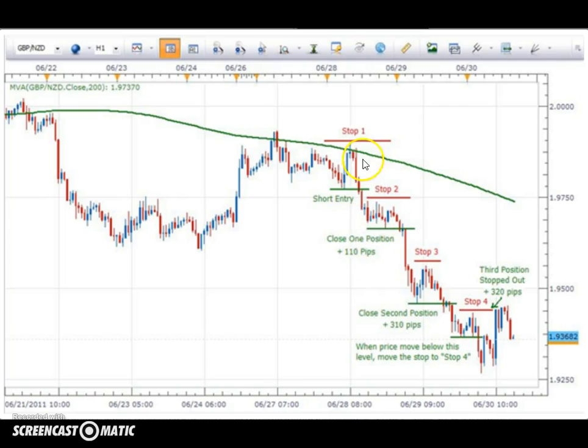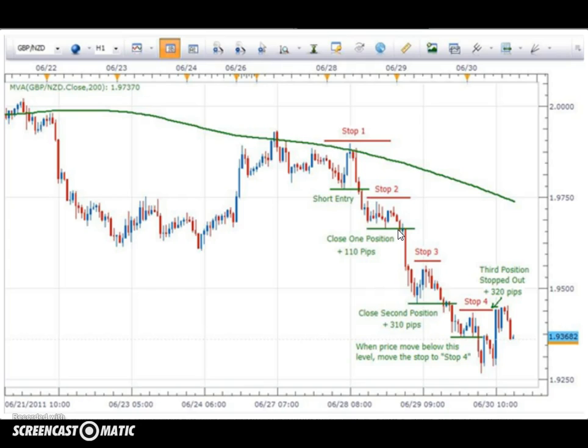We'd close that out and we'd move our stop manually from stop level 1 to stop level 2, right there. So by doing that, as I mentioned, we've locked in roughly 110 pips of profit. We've also placed our stop above a new resistance level so that our 2 open positions are protected. Closed one, we still have 2 open.